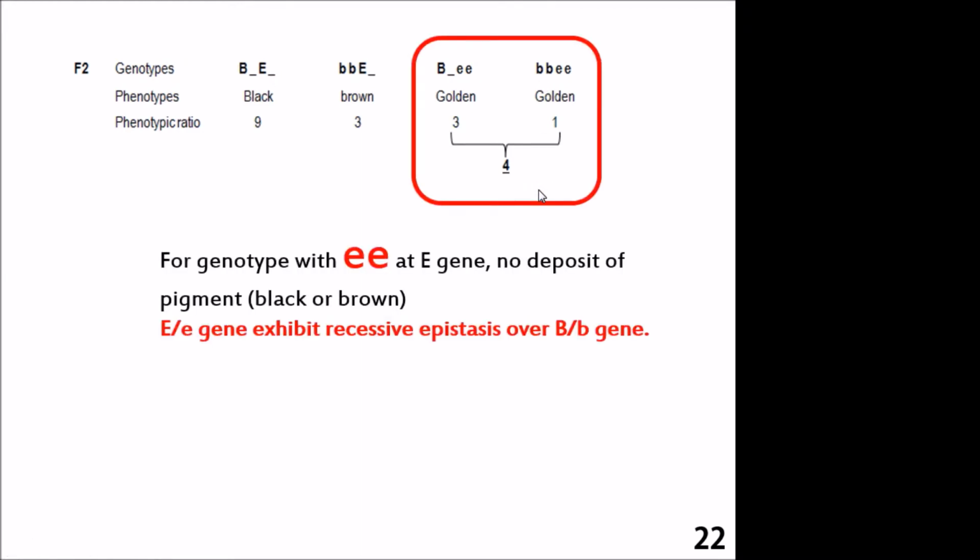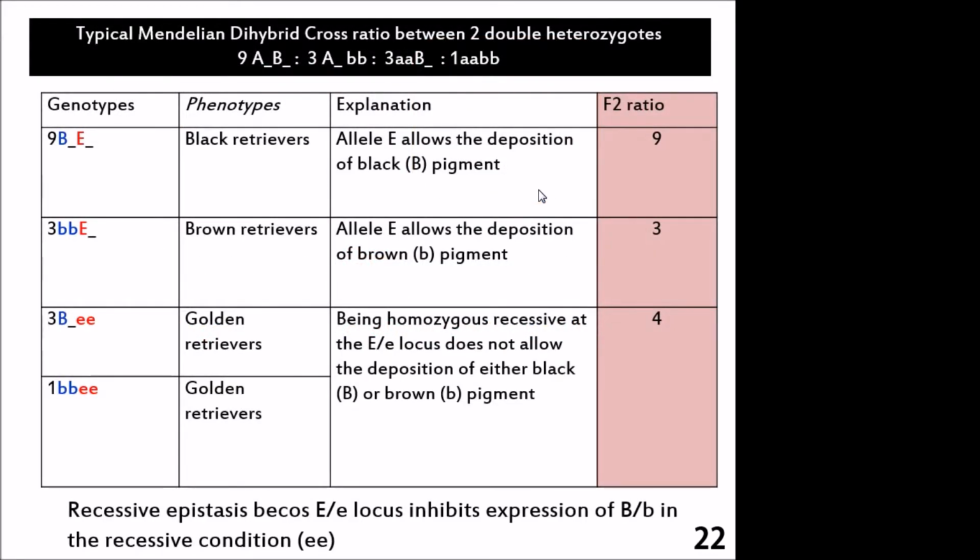You notice this? So for the dogs with the genotype small e, there are no deposits of pigment. It can't be brown or black, it will be the default base color, golden. Okay? So we say the gene locus E exhibits epistasis over the gene locus B. In this case, it's recessive epistasis, because when I have small e, it doesn't matter whatever you have at the B locus. Understand so far? Okay?